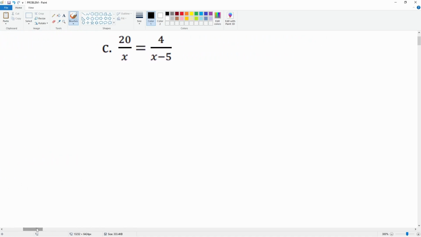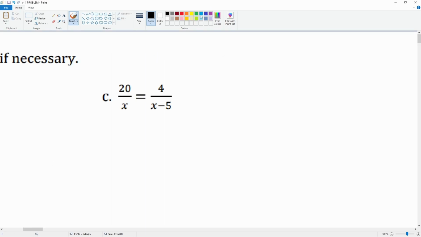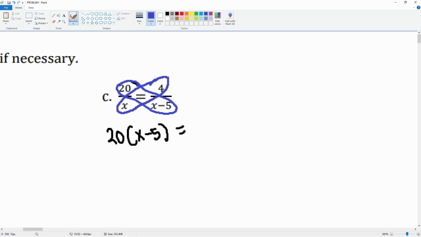All right, C, same thing. Let's do the butterfly method. We have the first wing as 20 times x minus 5. So we write 20 parentheses x minus 5 as the first wing equals the second wing, which is 4 times x.